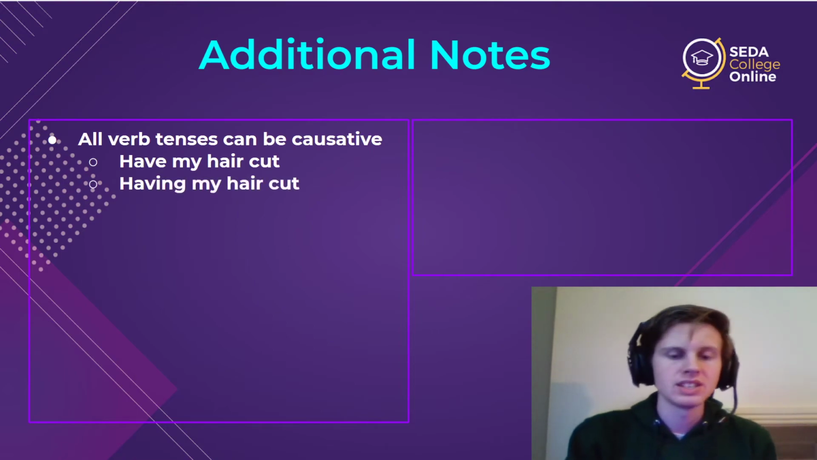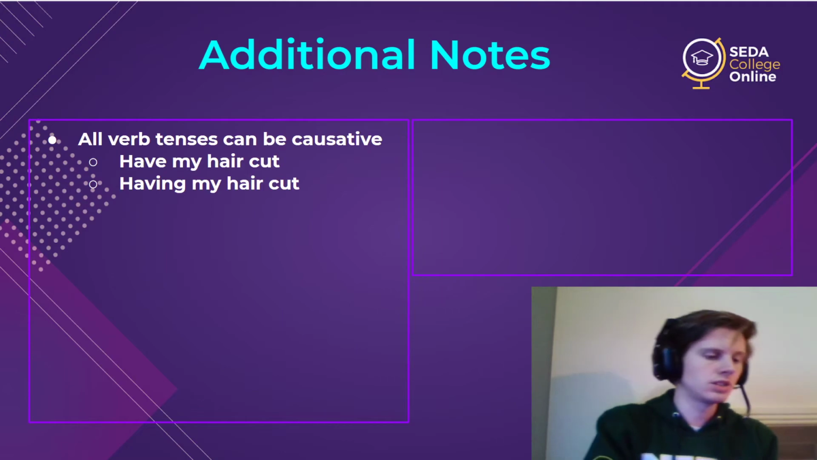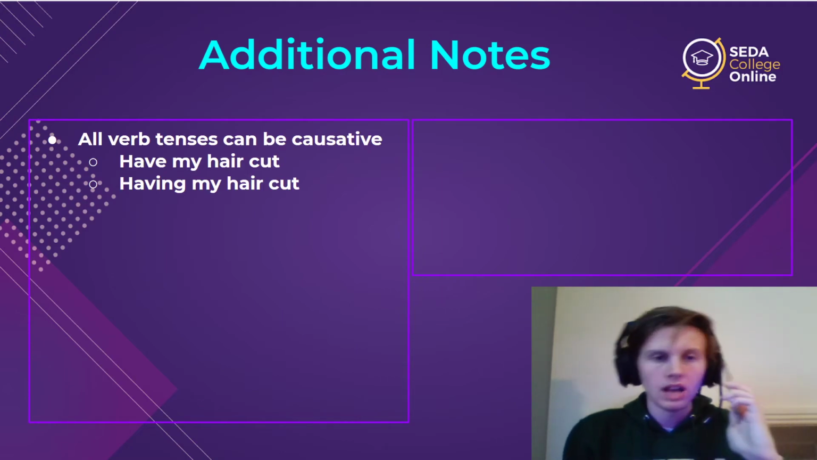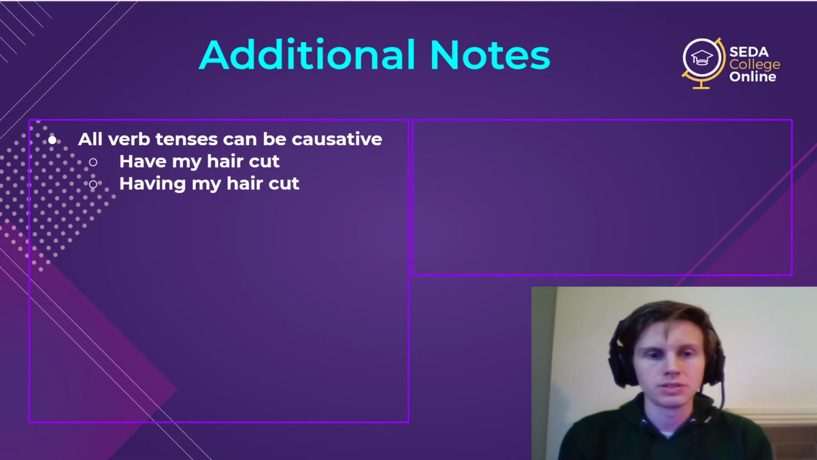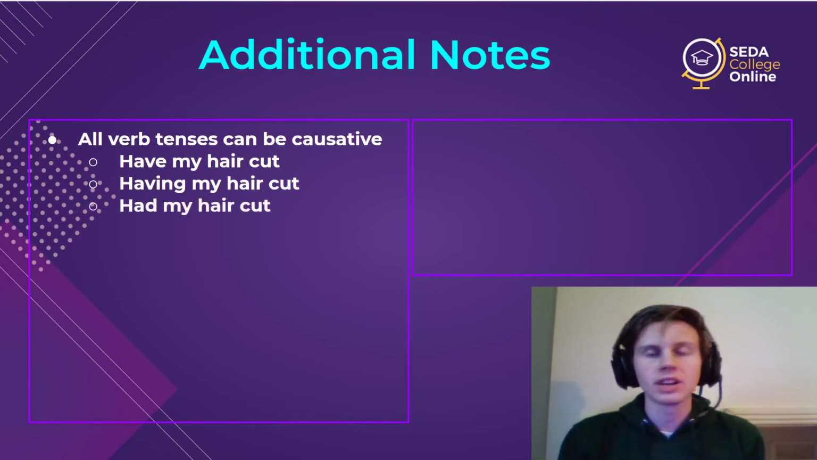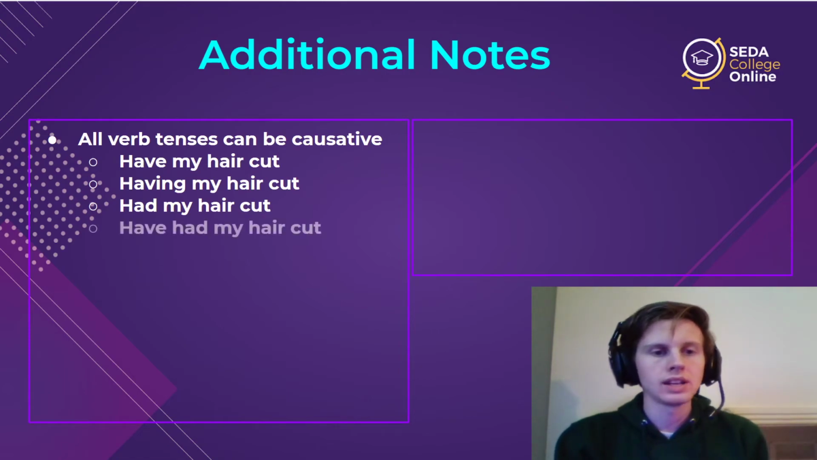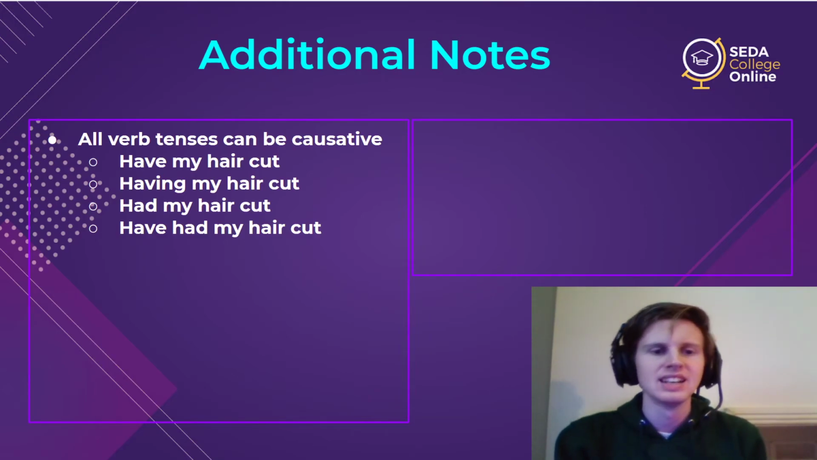Or I can use it in a continuous tense, having my haircut. So maybe, oh, what are you doing? Oh, I'm having my haircut right now. And you can tell someone in progress what's going on, that you are causing this to happen right now. Or it can be past tense, I had my haircut yesterday. Or it can be perfect. I have had my haircut before. This is a perfect example, a present perfect.